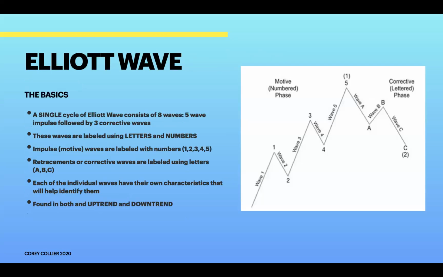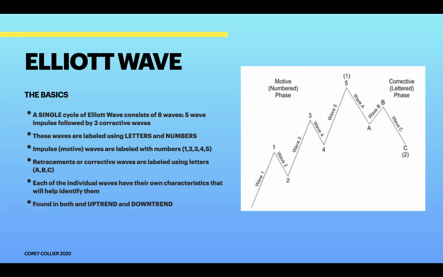Okay, so here's the basics, guys, all right? A single Elliott wave cycle consists of 8 waves, okay? You've got 5 waves of impulse, okay? 5 waves of a bull or bearish trend, followed by 3 corrective waves. The 3 corrective waves are the retracement, all right? These waves are labeled using letters and numbers. So the impulse or the trend or the motive waves are labeled with the numbers 1, 2, 3, 4, 5. The retracements or the corrective waves are always labeled using letters A, B, C, D, E, F, G, and so forth. We'll get deeper into that on a deeper study.